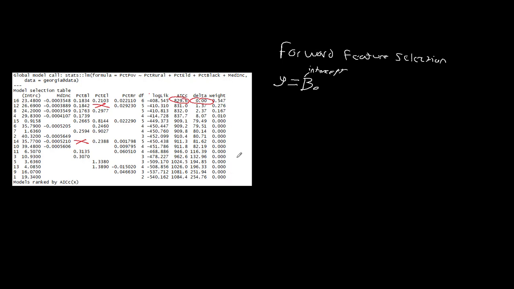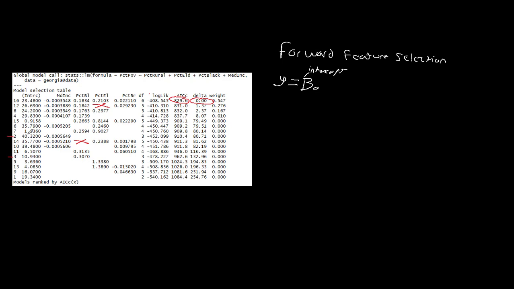So let's see, what is the second model that we tried? Well, this column here is model number. The second model that we tried was this one right here. What it did was it included one variable, the first variable in the list. Then the third model still only included one variable, but it included the second variable in the list. And again, these are in alphabetical order.